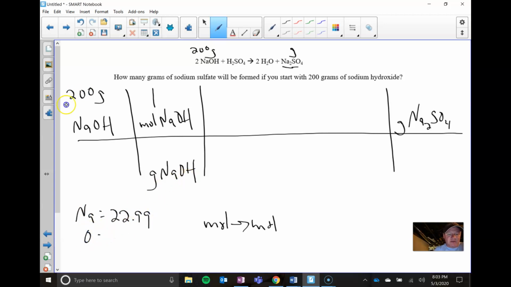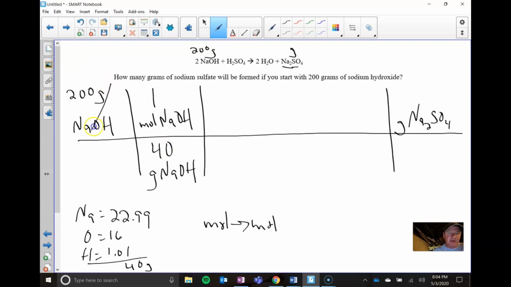1 atom of oxygen, that's 16. 1 atom of hydrogen, which is 1.01. So I'm going to add those up really quickly. 22.99 plus 16 plus 1. And that comes to 40 grams. So 1 mole of sodium hydroxide is 40 grams.